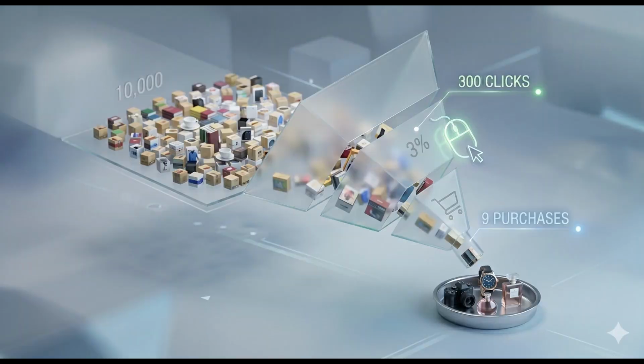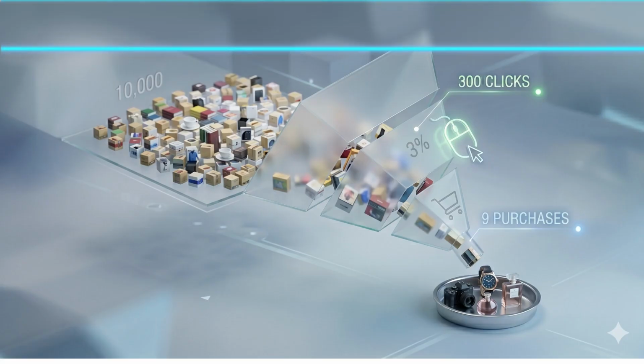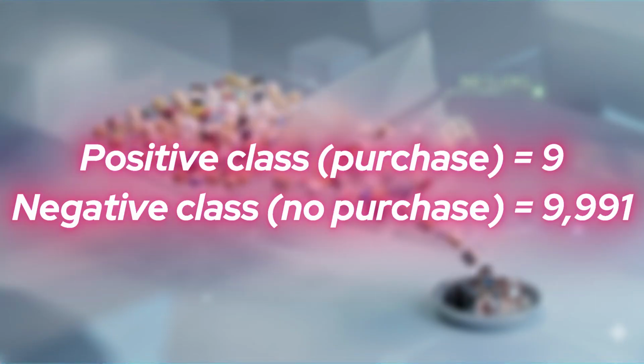Because the positive class becomes extremely small. If the ultimate goal is purchases out of 10,000 impressions, you only have 9 positives. That means positive class, or purchase, equals 9. Negative class, or no purchase, equals 9,991. This is severe class imbalance.